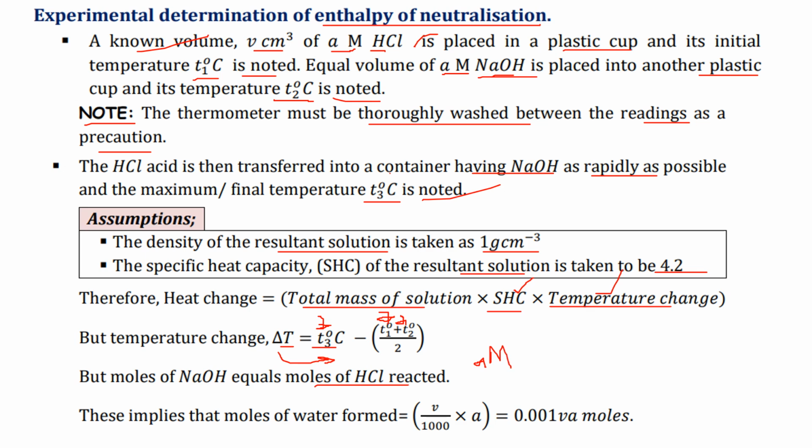So that means that 1000 contain M moles. Then what about the volume that we used, which was V? It is going to contain how many moles? After simplifying, you're going to end up with 0.001 VA moles of the water that were formed. Since the mole ratio was 1 to 1 to 1, if you react hydrogen ions with hydroxyl ions, you are going to get 1 mole of water.